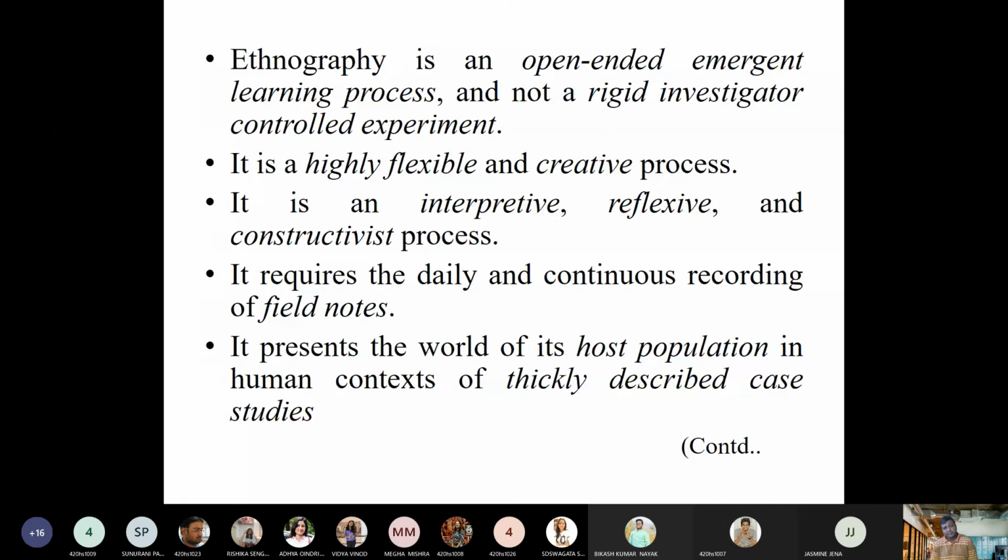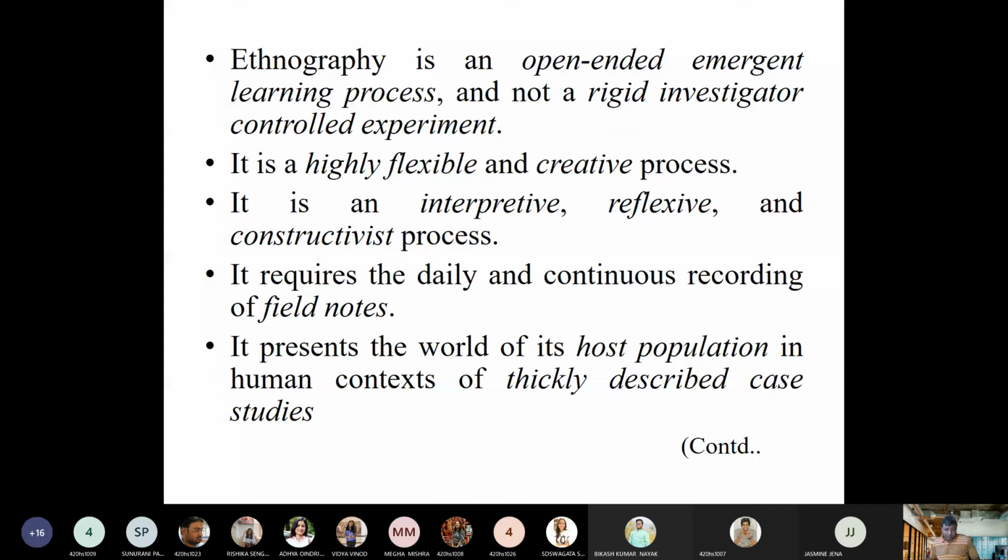Ethnography is a highly flexible and creative process. Because generally, whenever we go for any kind of ethnographic research, we never go with a rigid questionnaire, which you cannot manipulate, you cannot dislocate it and use it. We go with a highly flexible mechanism with a very creative process. You can have an interaction, you can organize different events in the field, role play and all kinds of events, and extract more and more information.